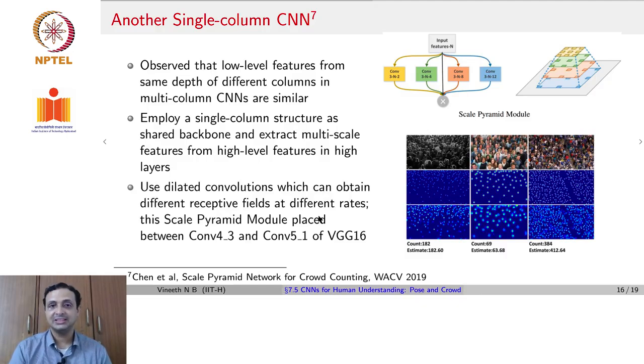So in this particular case, the scale pyramid module was implemented using dilated convolution at different scales to be able to analyze faces at different scales, and this was placed between Conv4.3 and Conv5.1 of a VGG16 architecture. So you can see here a few examples where, given an image, the estimated count and the correct count, and you can see that in most of these cases this was fairly close to a certain error tolerance to the ground truth estimate.